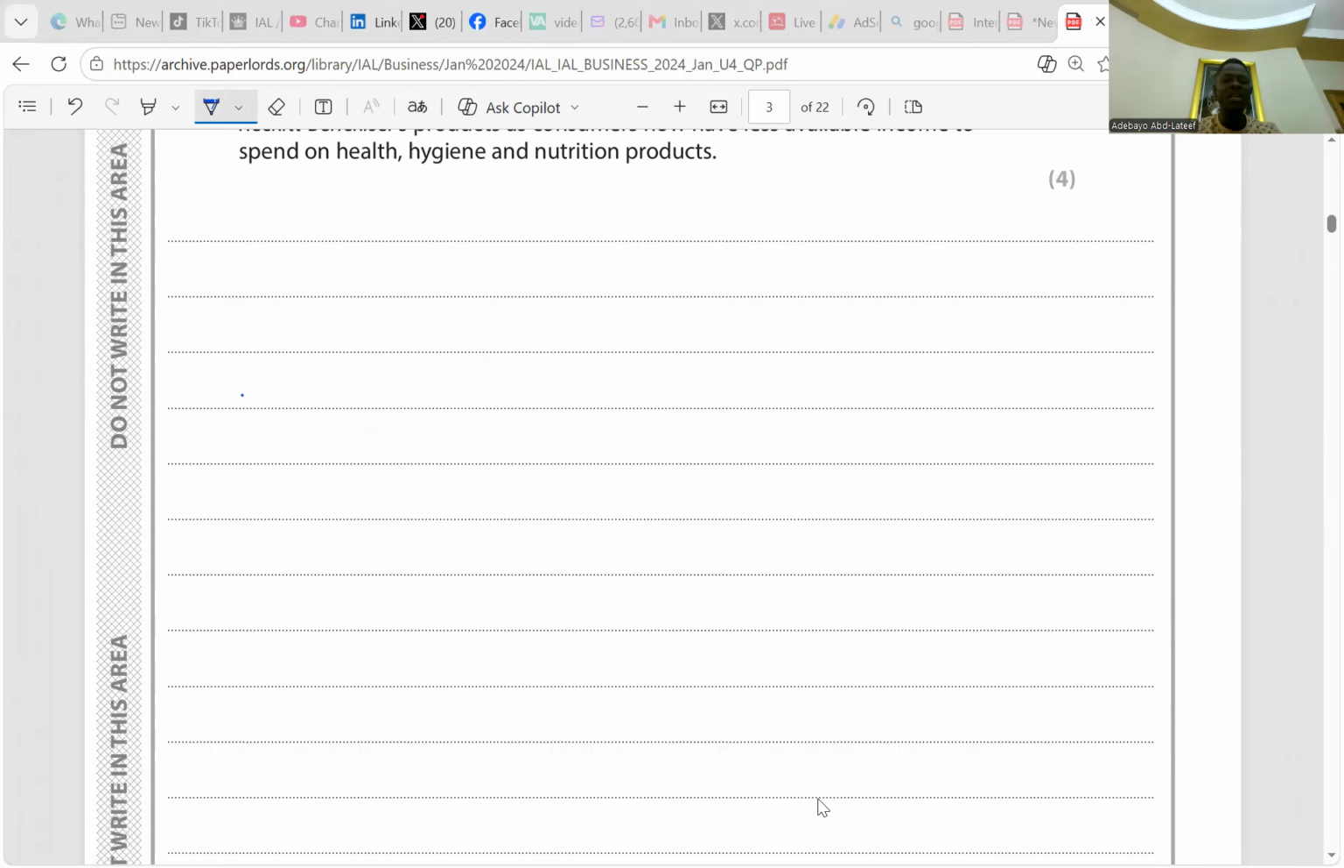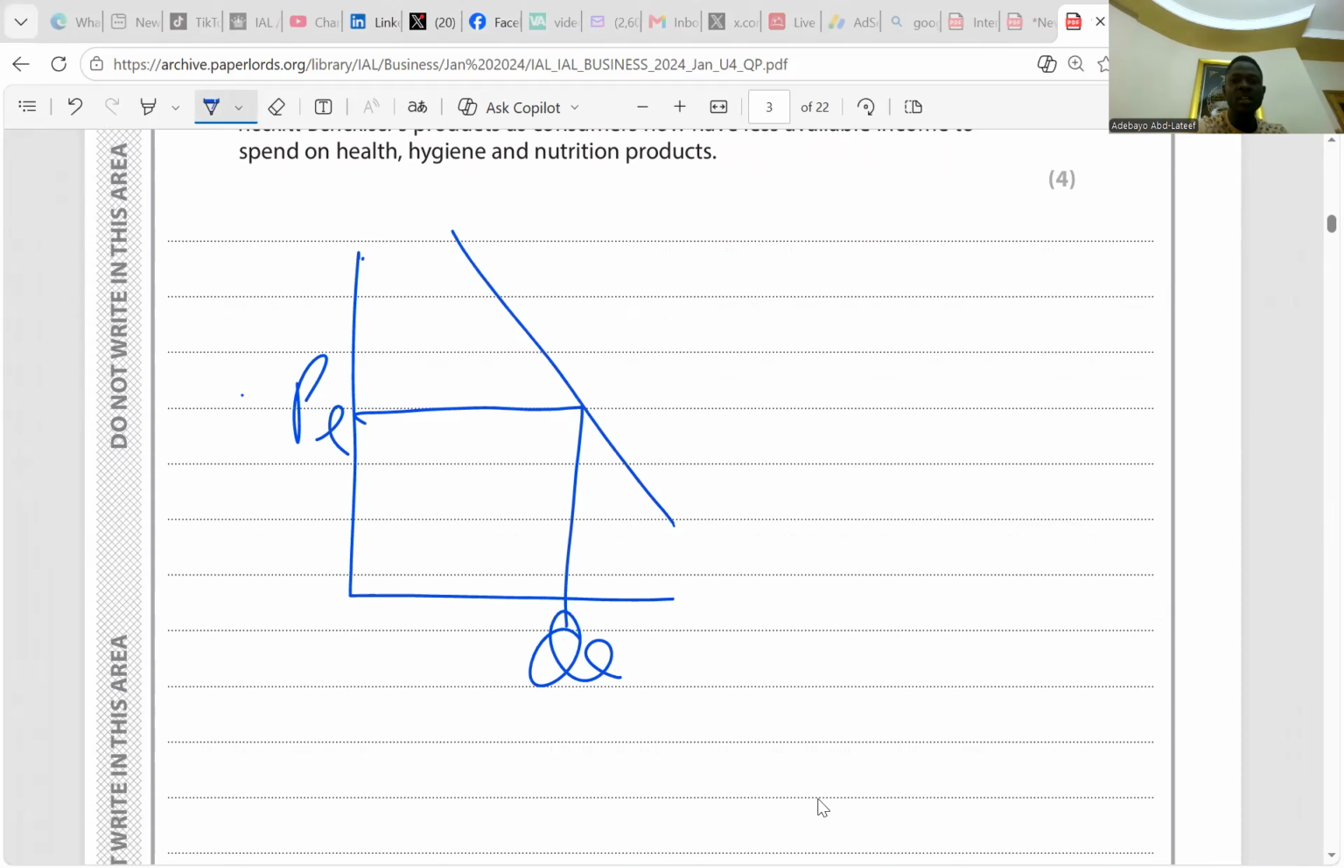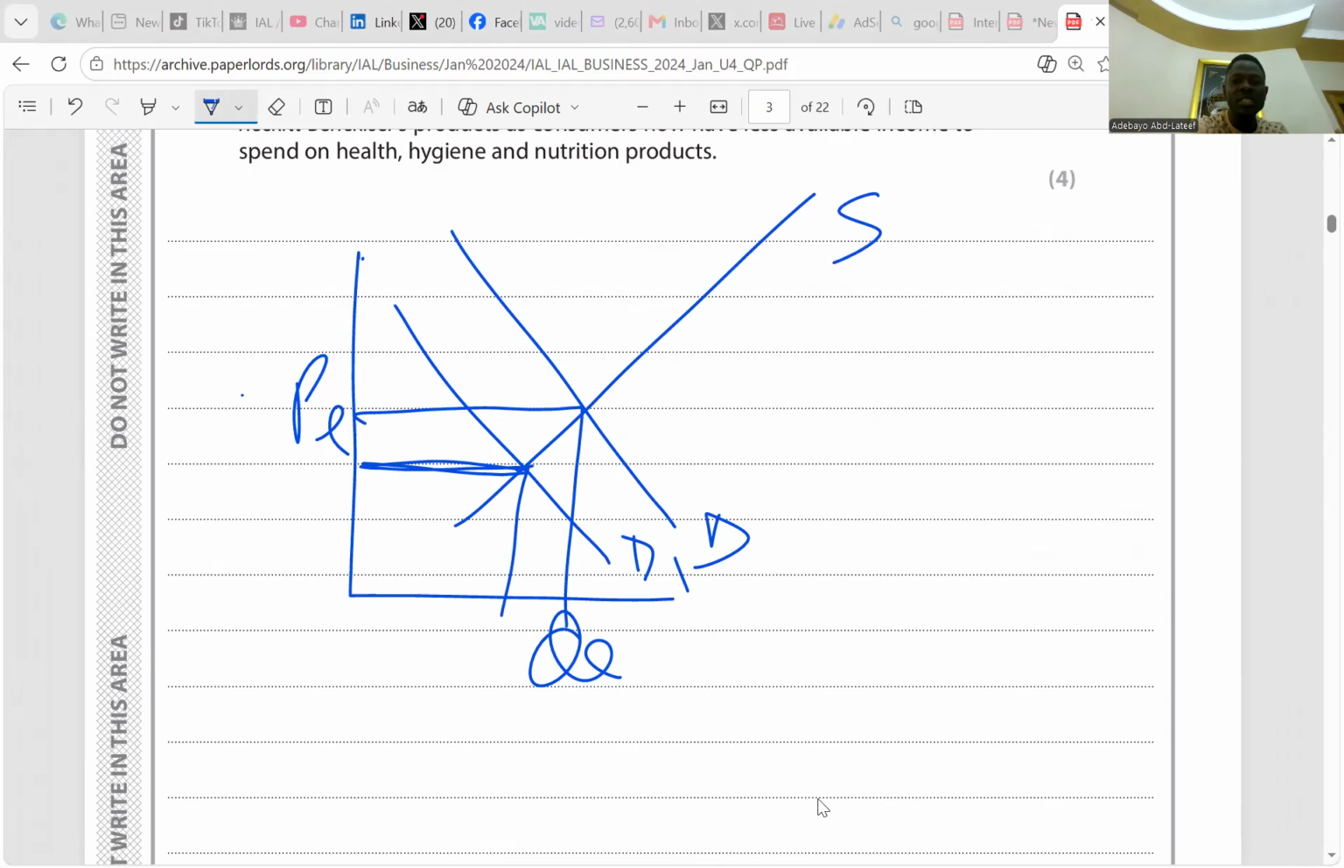So a fall in the level of income will shift the quantity demanded leftward. So we have at equilibrium, first at equilibrium, PE, QE, demand, supply, right? Yes or no? So now there's a fall in consumer level of income. That will shift the demand curve leftward from D to D1. Then we're going to have a low equilibrium price because the quantity demanded would reduce from QE to Q1.